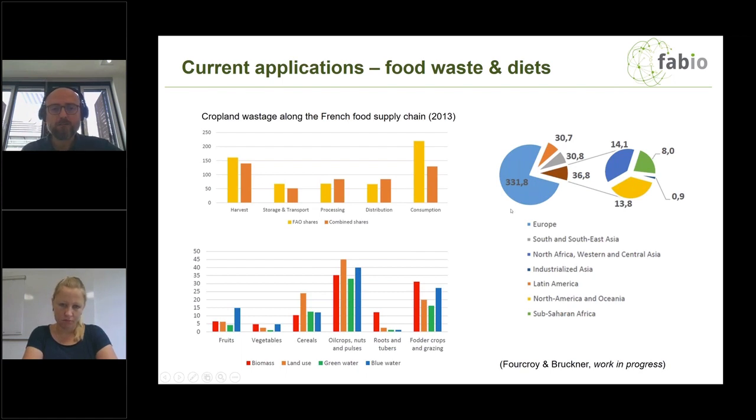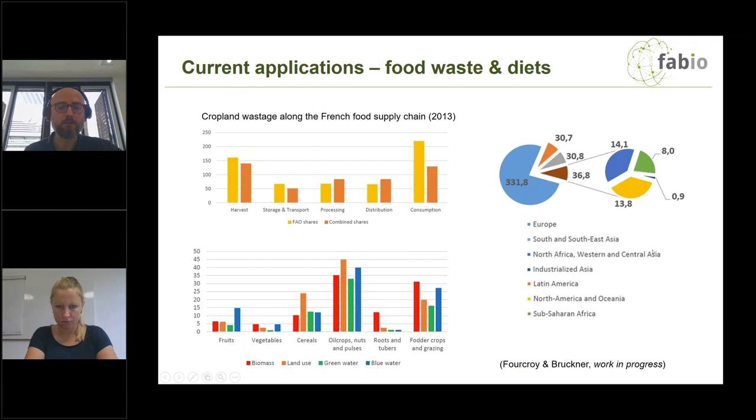Then, yeah, you can see that the largest part of the cropland is lost at the consumption stage and at the harvest stage.